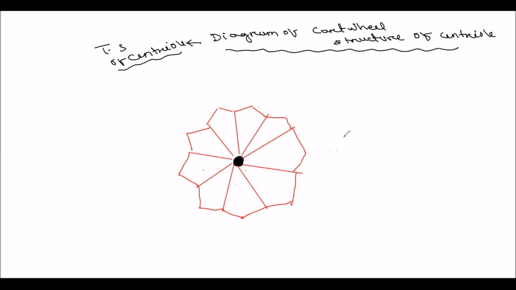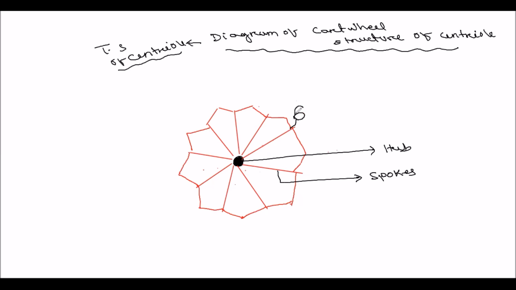Okay, so this middle part is the hub, and these are the spokes. In a motorcycle or any wheel, there is a presence of spokes. Like that, here also there is a presence of spokes, and here there will be attachment of the triplet fibril.